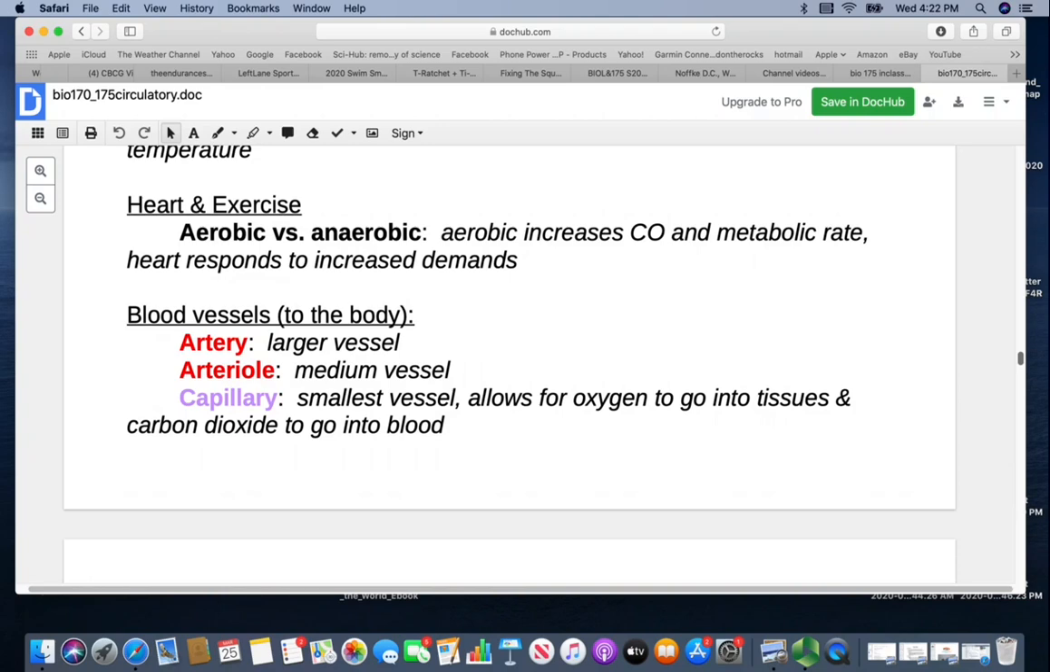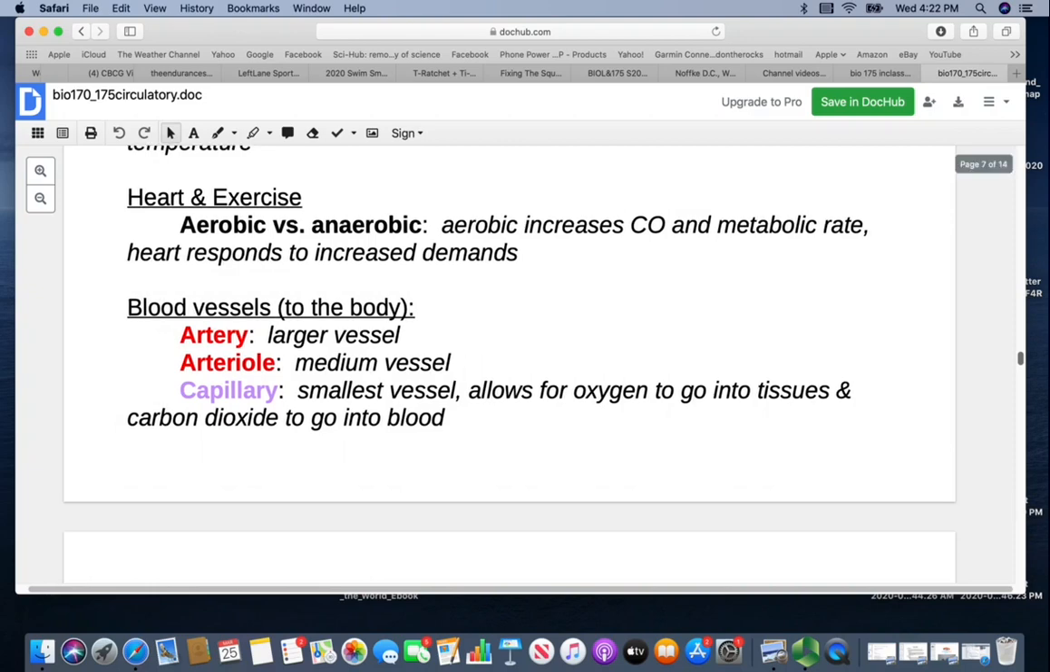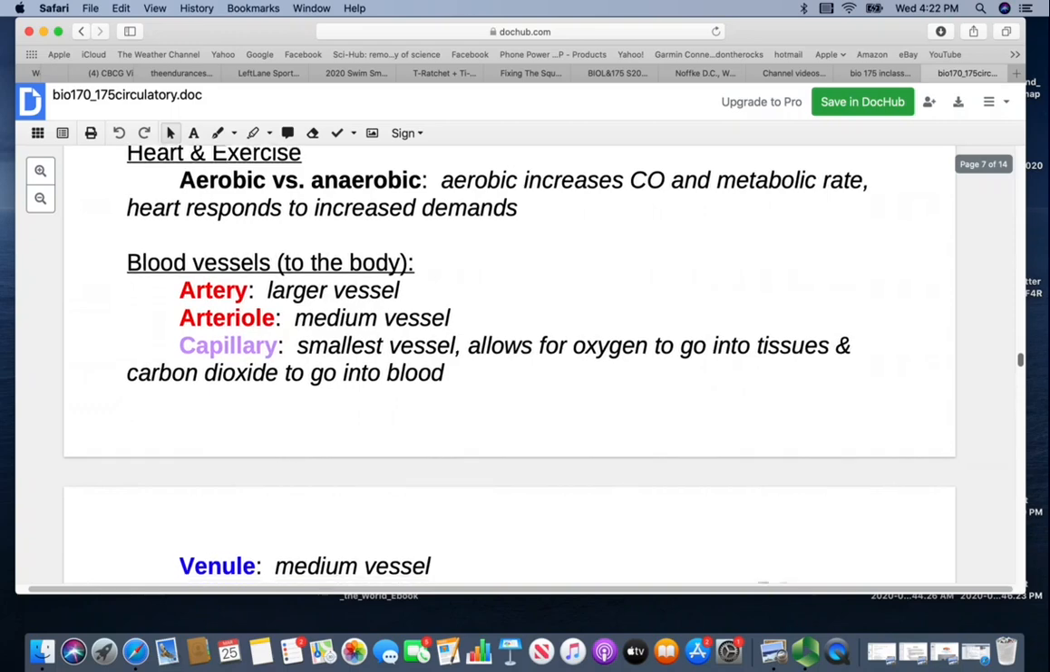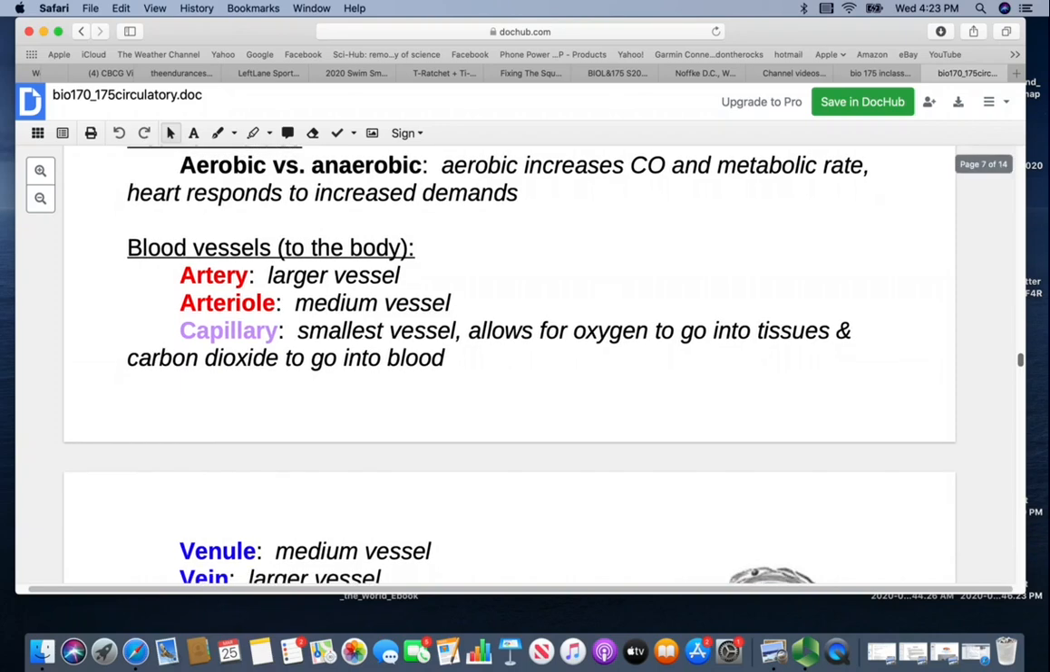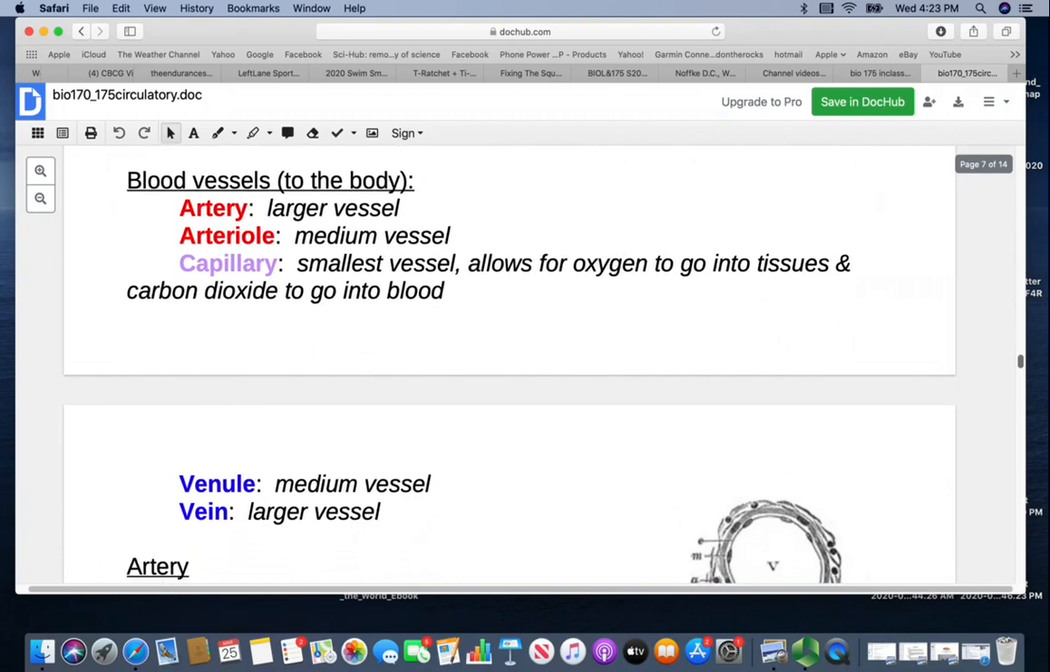So looking at the blood vessels going to the body, arteries are considered the larger vessels. They will branch out into the arterioles, which are the medium-sized vessels. Those will branch out into the capillaries, which are the smallest vessels. These are going to allow for oxygen to go into the tissue and carbon dioxide to go back into the bloodstream. I've tried to color code these here to go along with circulation to the body, not the lungs. The venules are medium-sized vessels, and then those will come together to make the veins, which are the larger vessels.